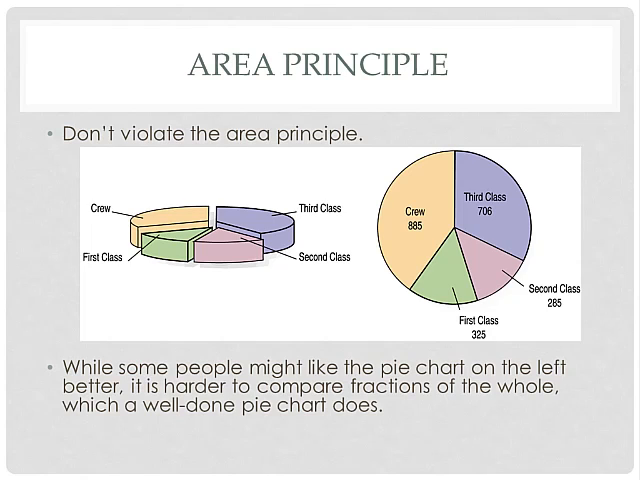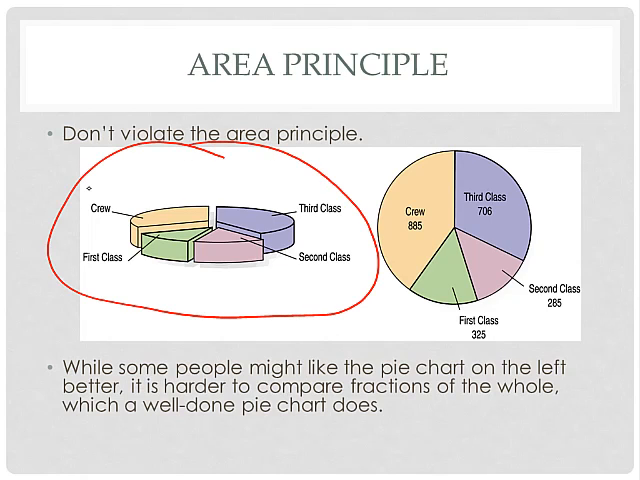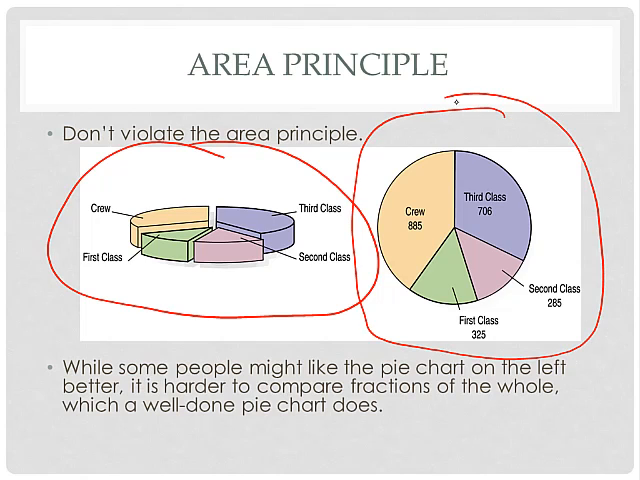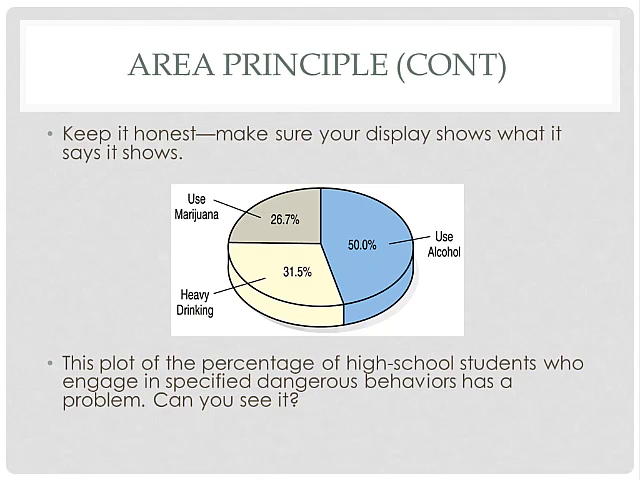Okay, so another violation of this principle is when we start looking at 3D objects, particularly when we start turning them and rotating them. So while this pie chart here on the left looks kind of cool, right? We sort of popped it apart and skewed it a little bit. It really makes it harder to compare the fractions as a part of the whole. So we want to make sure we just stick with our basic graphs here. This here's the one we actually like. Okay, this is the one we do not like. So keep it honest. Make sure your display actually shows what it says it shows.